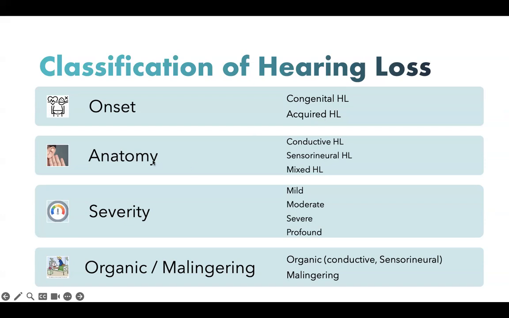It can be classified according to the anatomy, which is the most common, and that's what we're going to be using: either conductive hearing loss, sensorineural hearing loss, or mixed hearing loss. We're going to be talking about them shortly. And then, of course, the severity: mild, moderate, severe, profound.